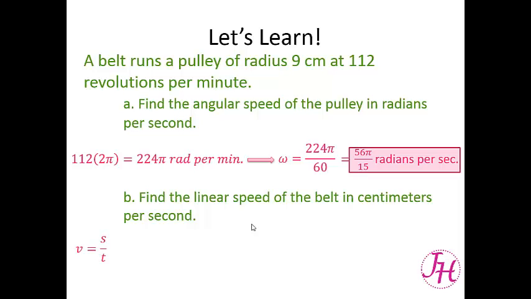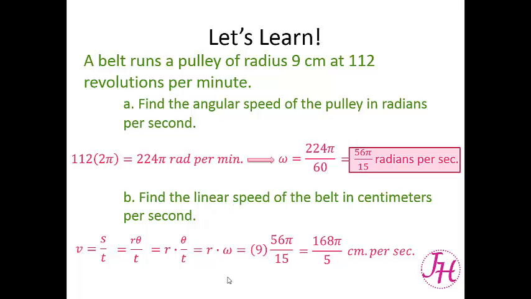So we take our formula, velocity equals arc length over time. We know arc length is r theta, and we can use our properties and say that r is multiplied by theta over t, because we just found theta over t, because that is omega. So we can just plug in our radius of 9, and then our omega, which was 56 pi over 15, and that gives us 168 pi over 5 centimeters per second.